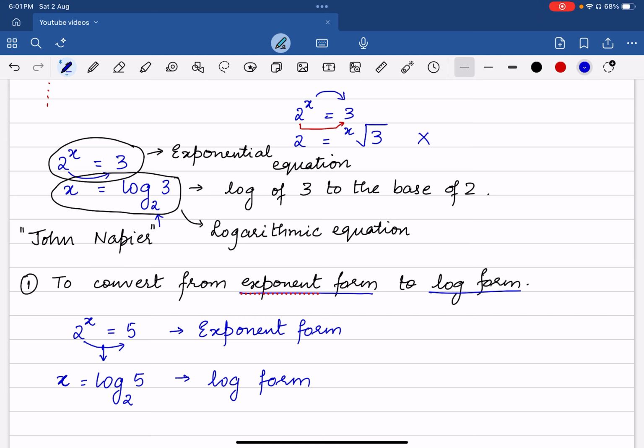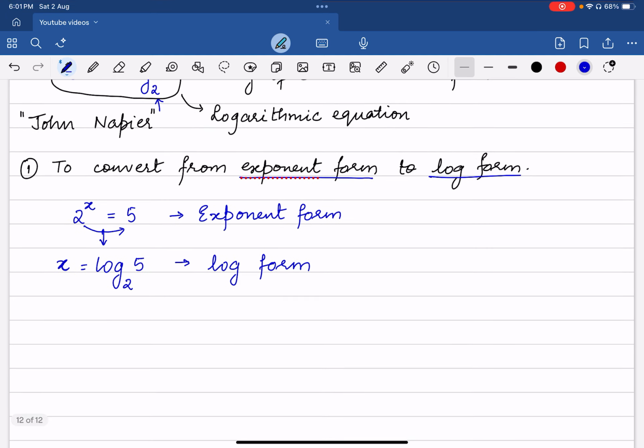Now, we should obviously know how to go from exponent to log form. You can take some more examples just so you are a little more clear about this. 3 raised to a is equal to, say, 7. That is the exponent form. I'm going to take the 3 on the other side. A comes down. I have log of 7 to the base 3.